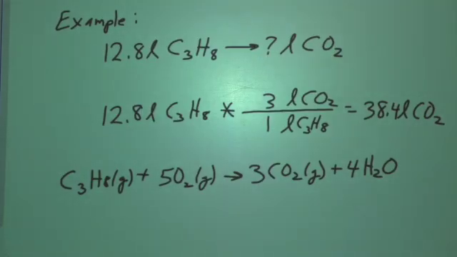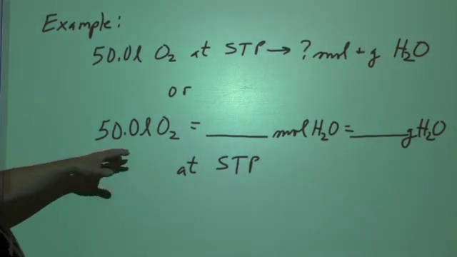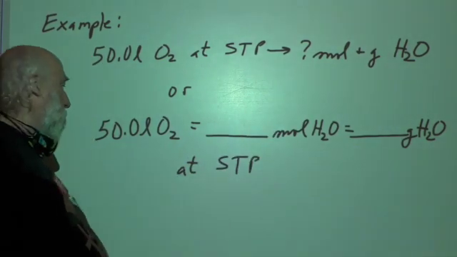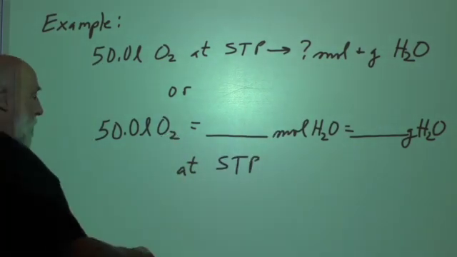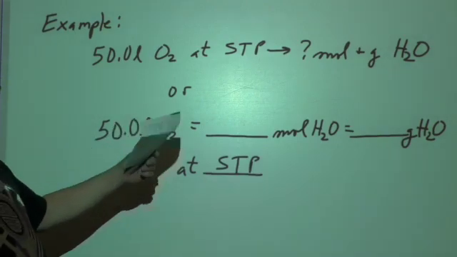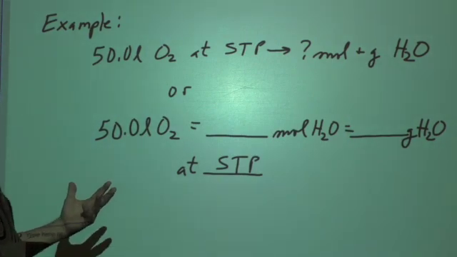Okay? All right. Next example in the script, we have 50 liters of oxygen at STP, and I want to know how many moles and how many grams of water I'm going to get out of it. Another way of writing it is I'm going to solve for moles and take that answer and convert it over to grams for water. But the key here is now at STP, because if I'm going to convert liters to moles, I have to have some kind of correlation between them.